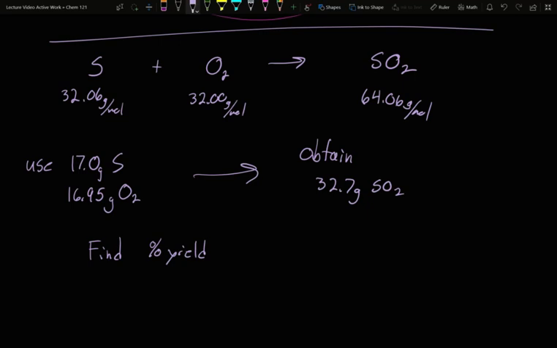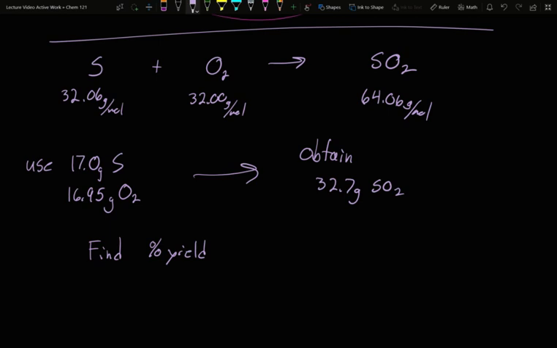In this practice, we're going to utilize limiting reagent and percent yield in order to find the percent yield for this problem. So I have sulfur and dioxygen, and they're just reacting to make SO2. I put 17 grams of sulfur in, I put 16.95 grams of dioxygen in, and I obtain 32.7 grams of our product. What I want to know is the percent yield for this reaction. How good a percent yield did we obtain?